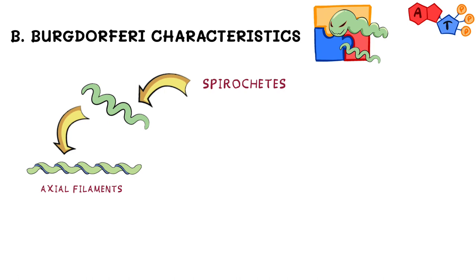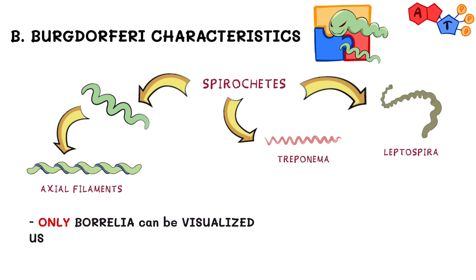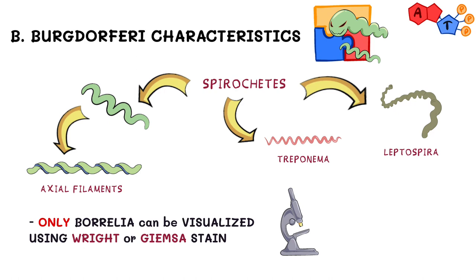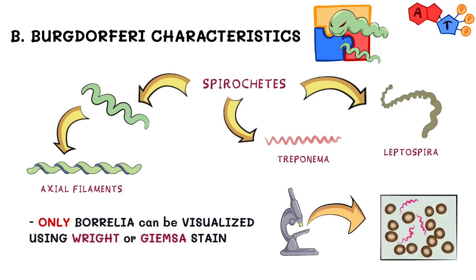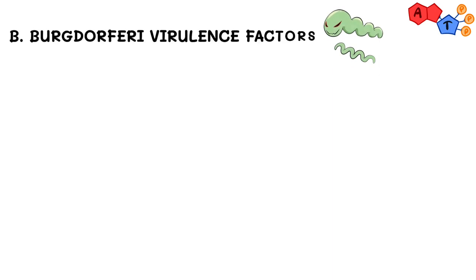Keep in mind that Borrelia are not the only existing spirochetes. We also have Leptospira and Treponema. However, only Borrelia can be visualized in light microscopy using either Wright or Giemsa stain, and that's due to their big size.